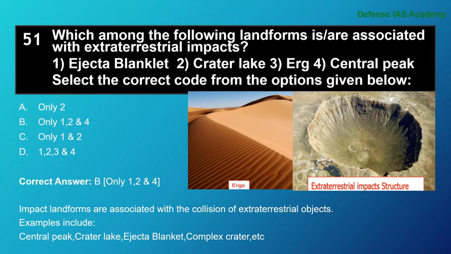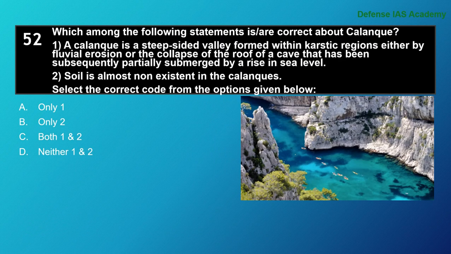The figure that is shown on the right hand side shows an extraterrestrial impact structure where you can see a huge depression that is formed due to the collision. So the examples of such extraterrestrial impacts include the central peak, the crater lake, ejecta blanket, complex crater, etc. While erg is a formation that is created due to the accumulation of sand by the wind. The left hand side picture shows the erg.